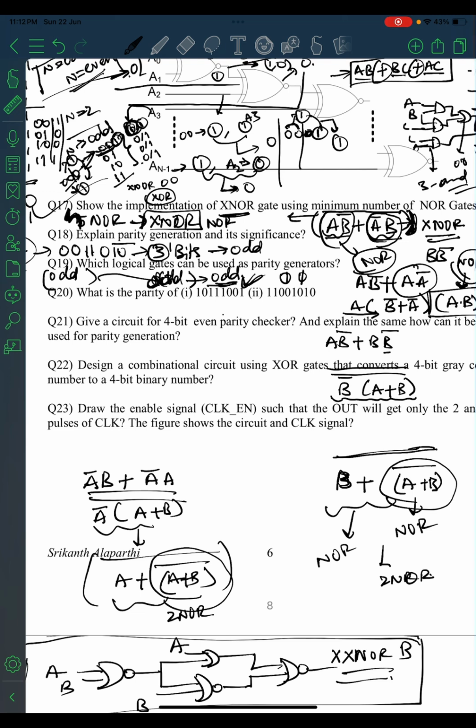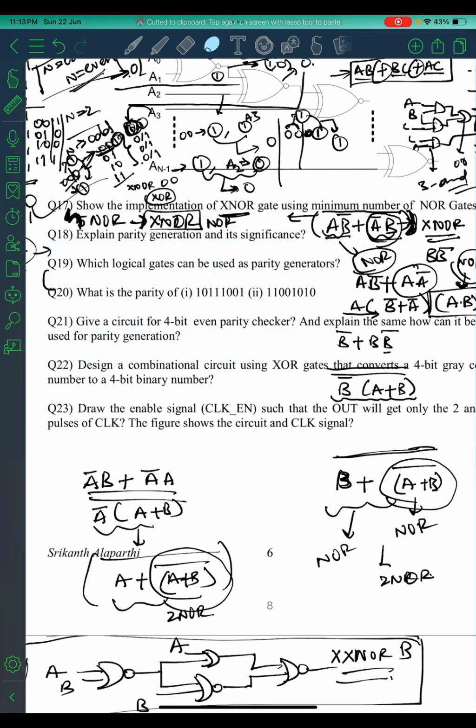Similarly, for the even case, if we have received the same even parity, then again it is called a correct one. Now that is the 17th question solution. What is asked in the 18th question is to explain the parity generation and its significance. Sorry, that is the 17th question.